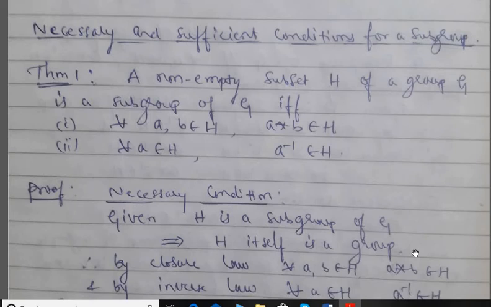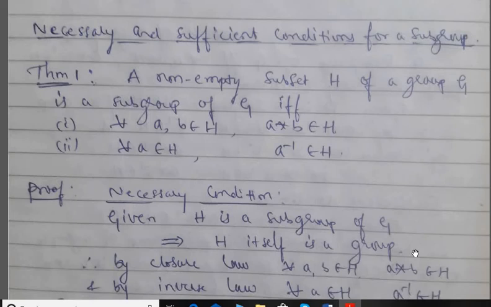Or vice versa, that is the converse. Suppose these two conditions are given, the closure and inverse law, then we have to say this H is a subgroup of a group G. That is the sufficient condition. That means to say that H is a subgroup of a group G, it is enough to say that it satisfies closure law and inverse law.